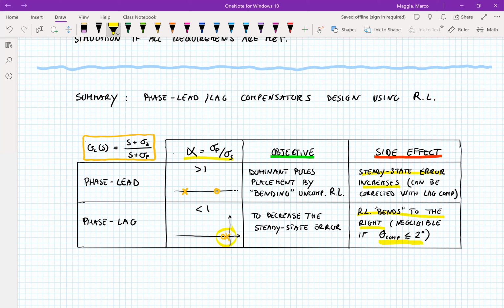All right, so this is all for the compensators using the root locus methodology. We're going to see the same compensators later on and their design using the Bode plot. So this is all for this part. And the next part will be PID controllers. So I'll see you there.